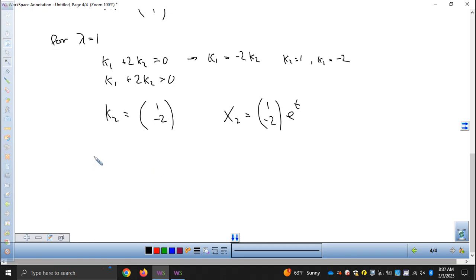And our general solution is x equals c1, 1, 1, e to the 4t, plus c2, 1, negative 2, e to the t. And if we wrote this out explicitly, not as a matrix equation, talking about x and y, this would be x equals c1 e to the 4t plus c2 e to the t, and y equals c1 e to the 4t minus 2c2 e to the t.